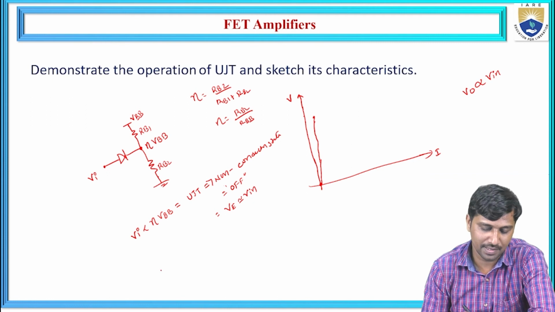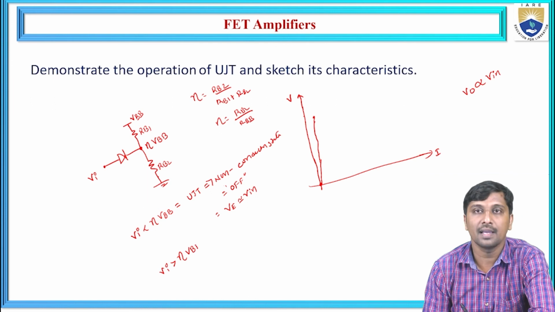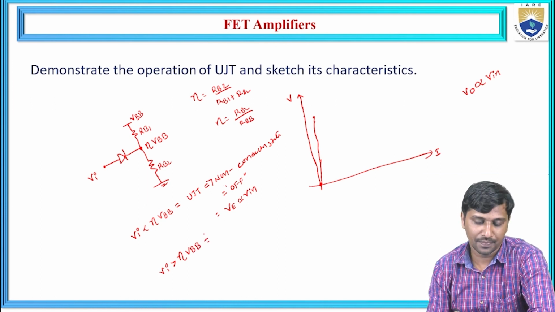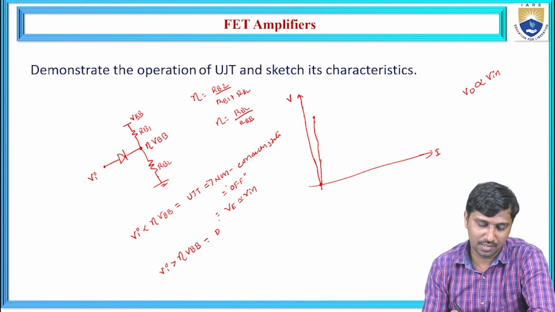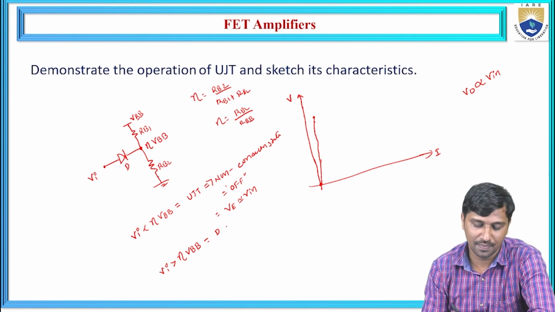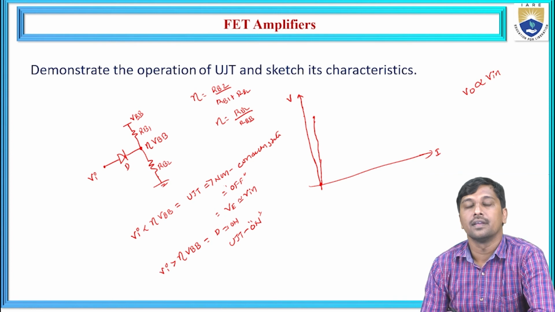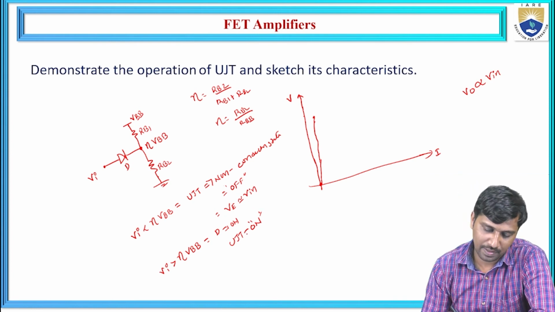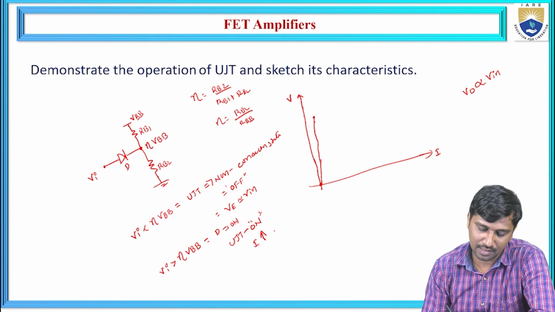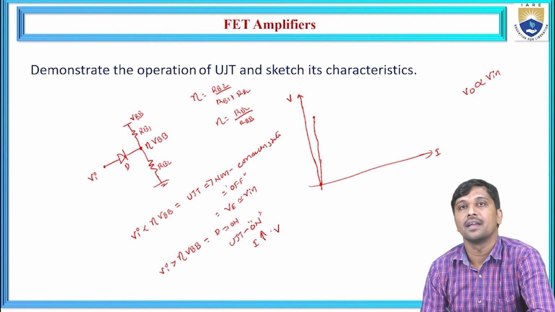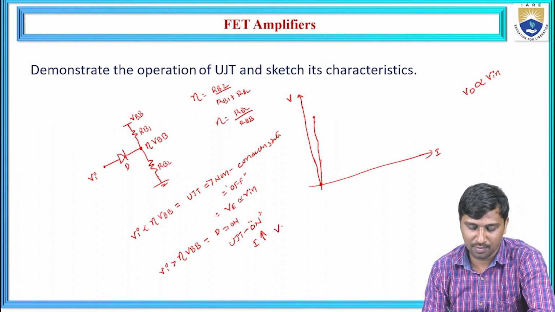Then what happens? We'll see if VE is just greater than eta times VBB. Let's say this is the PN junction. This PN junction acts as a conducting state. Hence the diode D is on, which means the UJT also enters into the on state. If the UJT is in the on state, what happens? The current increases and the voltage across this UJT becomes a minimum.